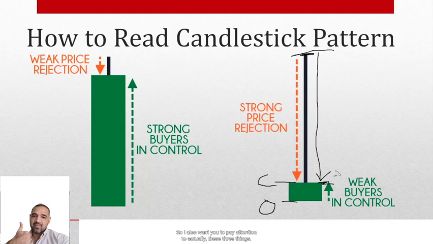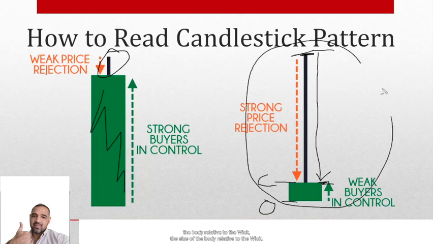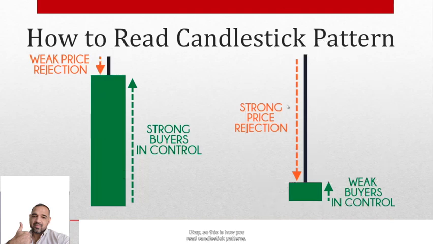Okay, so I also want you to pay attention to these three things. Number one is the body. Number two is the wick. And number three is the body relative to the wick, right? The size of the body relative to the wick. Usually, if the wick is much longer than the body, it's a sign of price rejection. Okay, so this is how you read candlestick patterns. Just three components: the body, the wick, and the body relative to the wick.